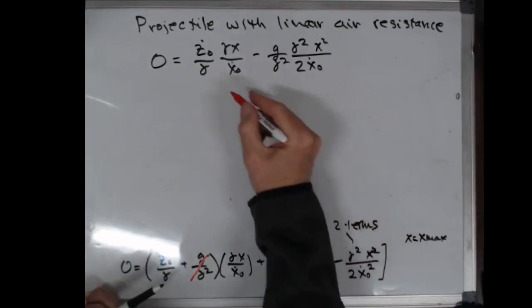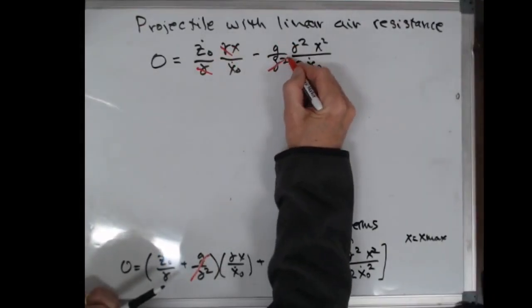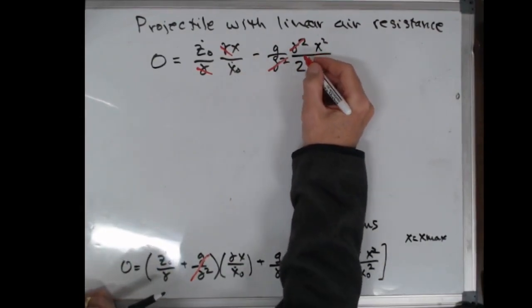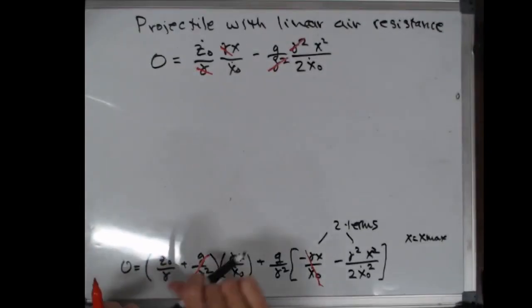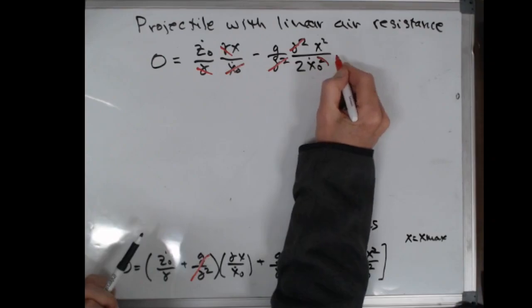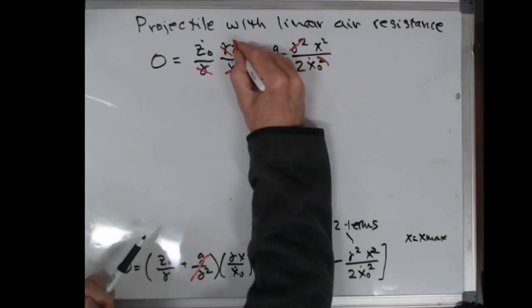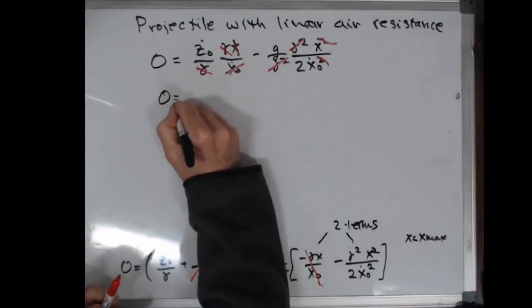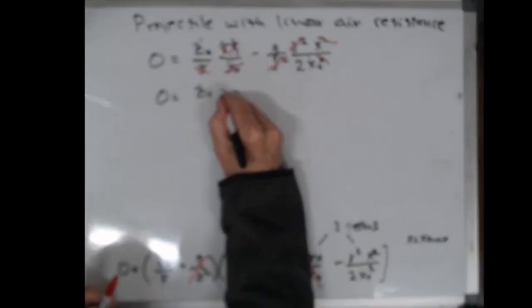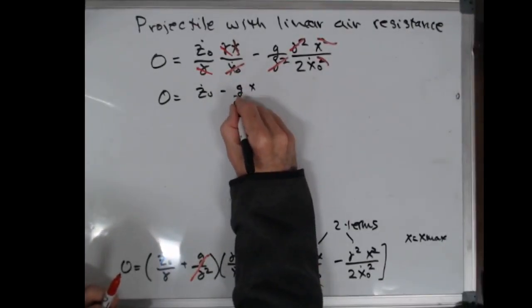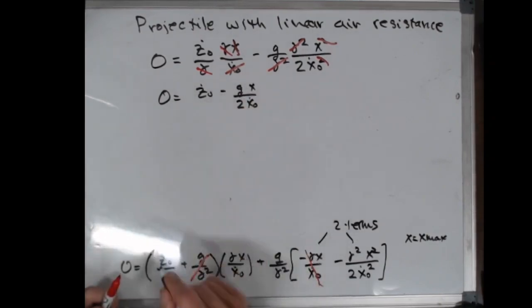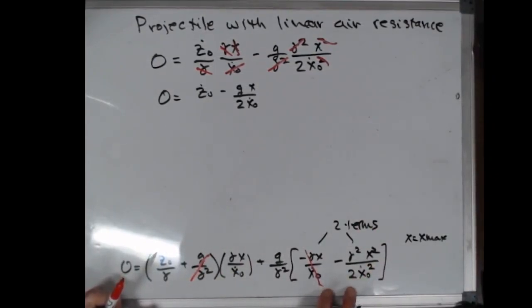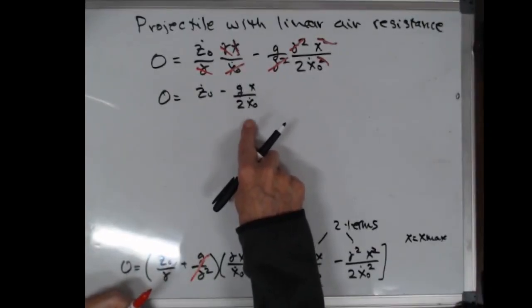And I'm going to cancel some things out. This gamma cancels with that gamma. This gamma squared cancels with that gamma squared. This x naught dot should be squared, and so this x naught dot cancels with one of those, so that's no longer squared. One of these x's cancels with one of those x's. And so what I get here is 0 is equal to z naught dot minus g x over 2 x naught dot. That's pretty simple, but we just kept two terms in our expansion. And so we don't even have any gamma dependence in here anymore.